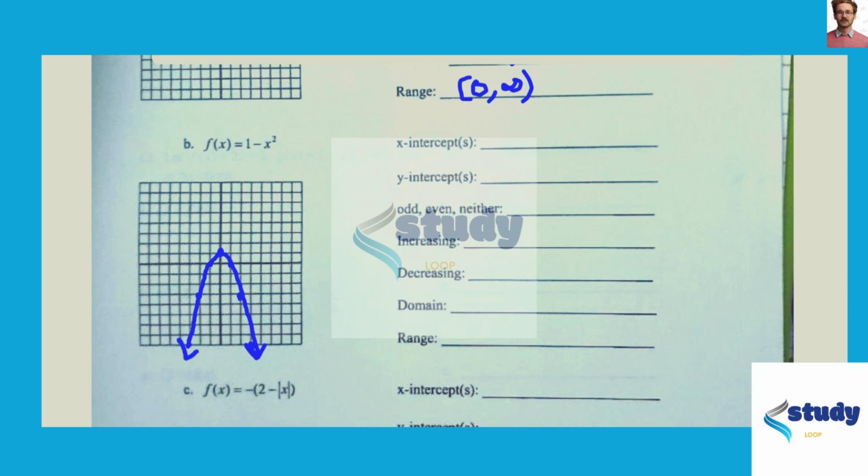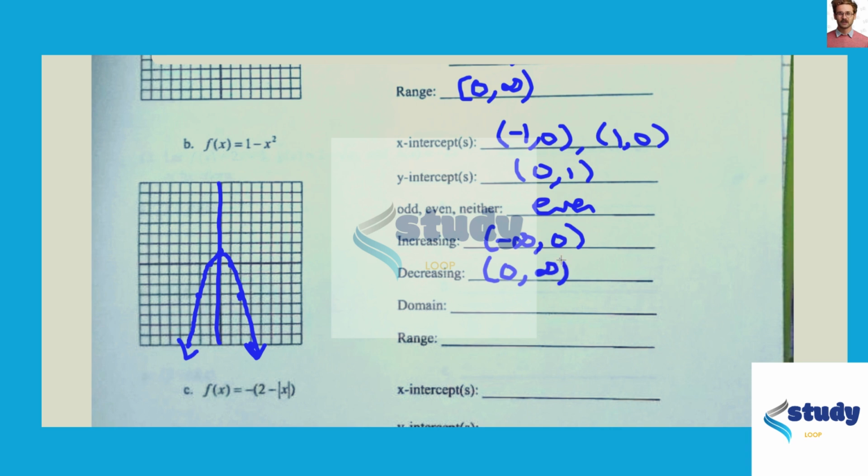The x-intercepts are at (-1, 0) and (1, 0). The y-intercept is at (0, 1). It is even because of the symmetry about the y-axis. It is increasing to the left of that, so that would be from -infinity to 0, not included, and it's decreasing from 0 to infinity on the right side. The domain, it goes forever to the left and forever to the right, so that is all reals, and the range goes from -infinity on the y-axis as far up as 1 included.